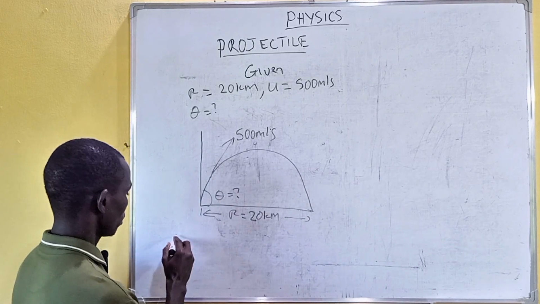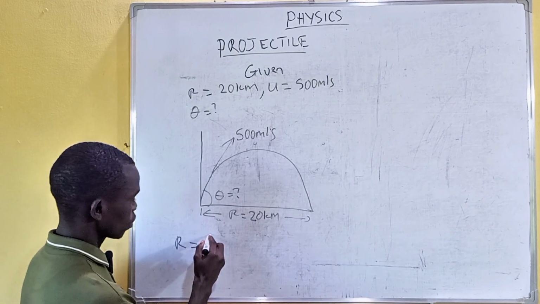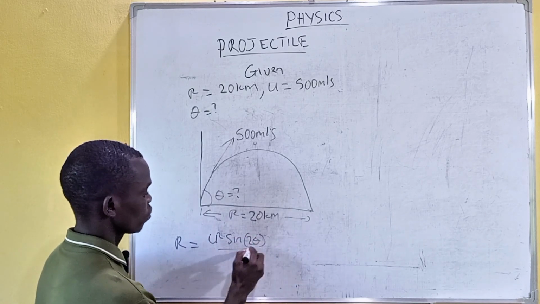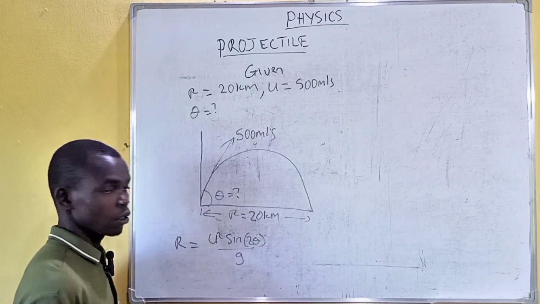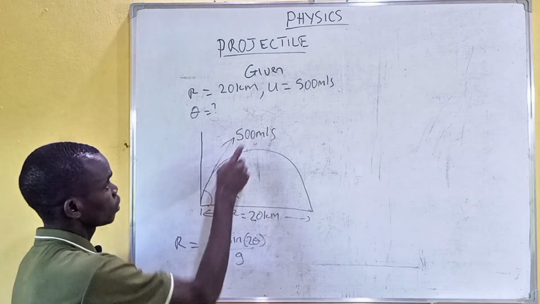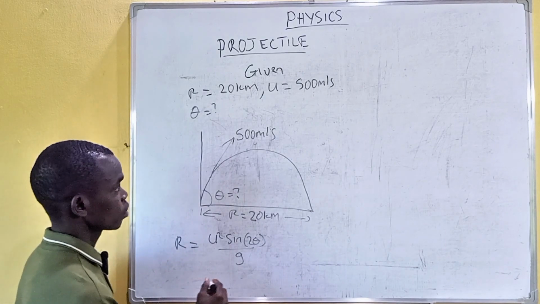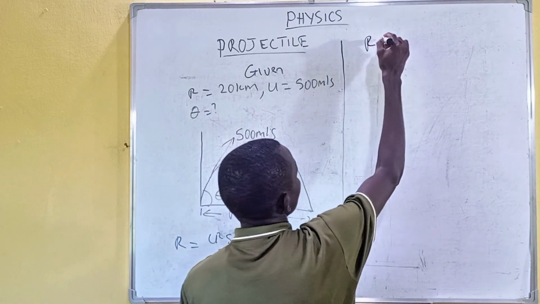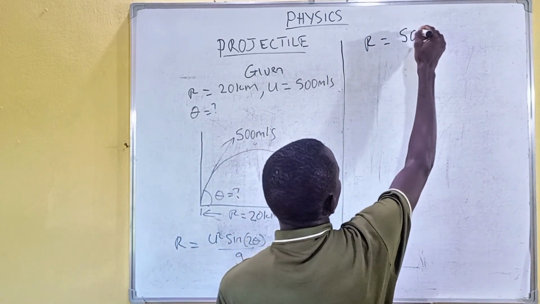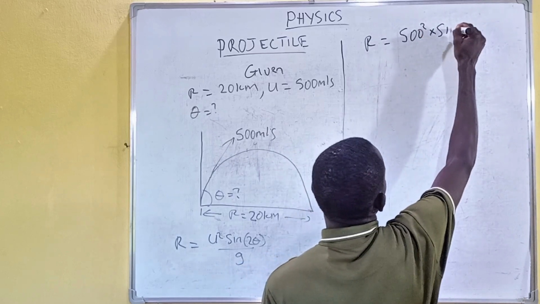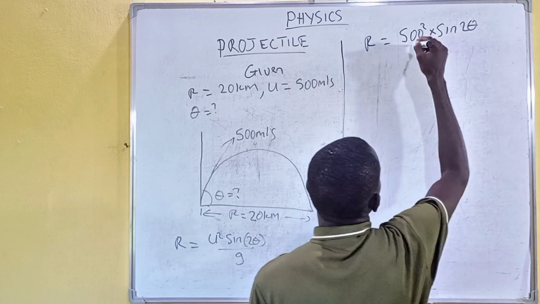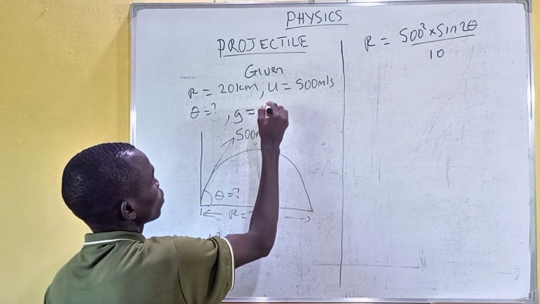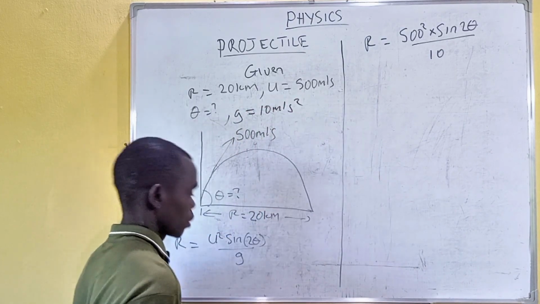So this will now be range, which is R, equals U squared sine 2 theta divided by g. And we know our initial velocity to be 500. So this will be R equals 500 squared times sine 2 theta divided by 10. If we are to take our g, it will be equal to 10 meters per second squared.